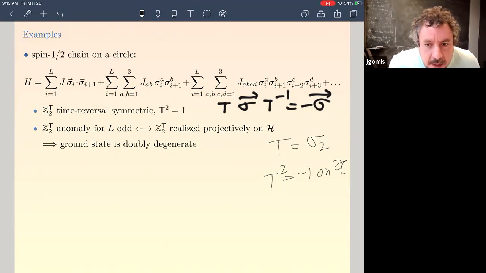for L odd. The fact that you have an anomaly implies immediately, and this is seen more clearly from the point of view that the symmetry is realized projectively, since there are no one-dimensional projective representations, it immediately tells you that the ground state is doubly degenerate. In fact, all states are doubly degenerate. So we see here in a very simple example in which the existence of a time reversal symmetry with a 't Hooft anomaly tells you something non-trivial about the spectrum of the theory, namely that every state is doubly degenerate due to the anomaly for the time reversal symmetry.